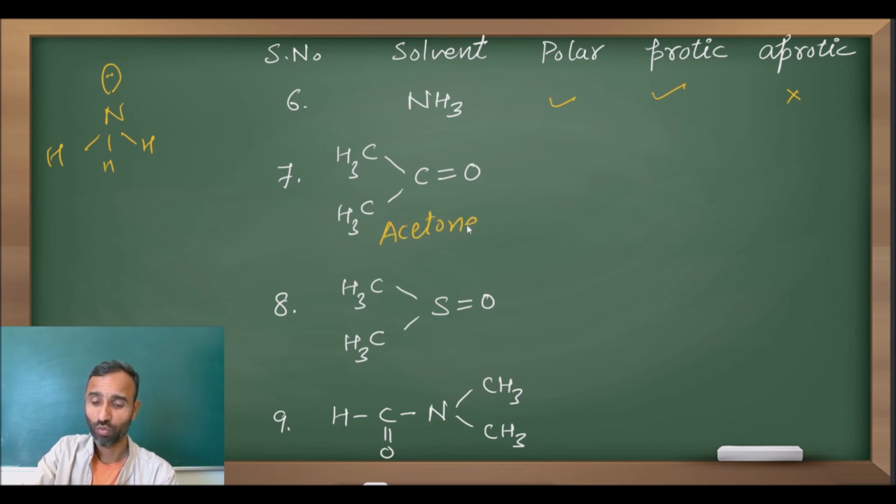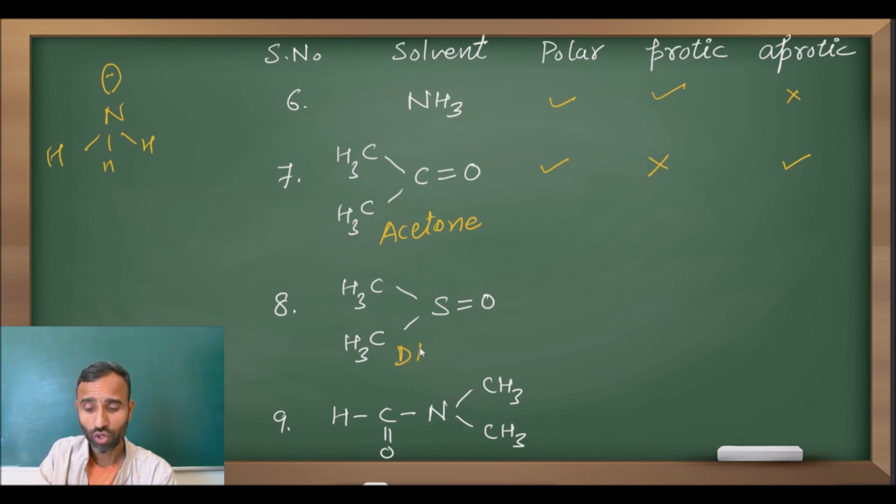It is also a very common solvent used in organic chemistry, acetone. In acetone, due to the presence of the C double bond O, it is polar. But as the hydrogens are attached to carbon only, and hydrogen is not attached to nitrogen or oxygen, that's why it is an aprotic solvent. It is polar, but it cannot give H plus ion. That's why it is a polar aprotic solvent.